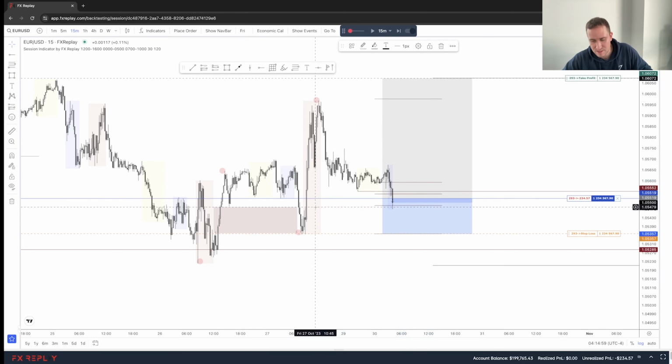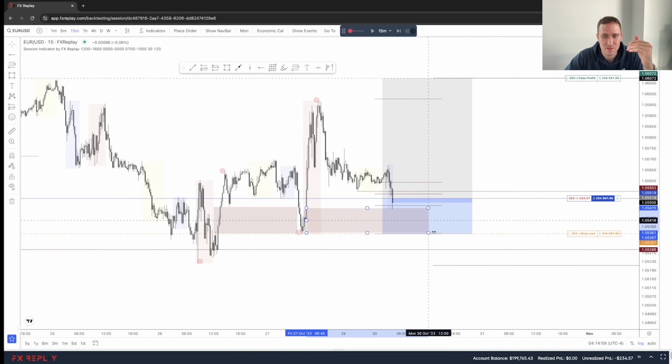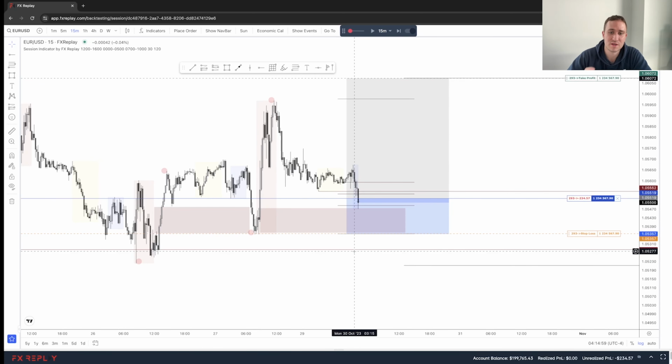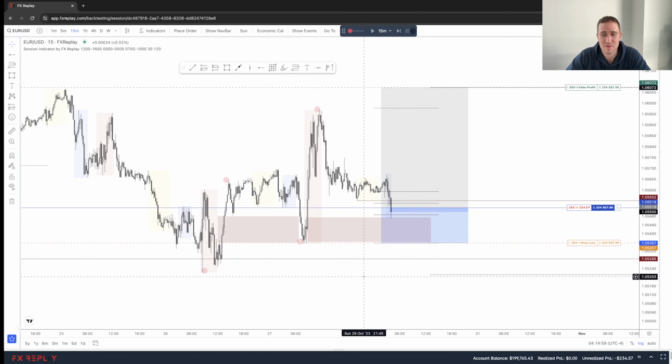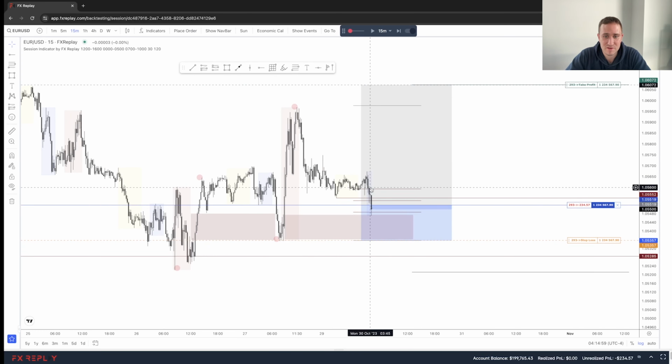So this is an instance where you could have just had your entry on this demand zone if you wanted to. Now, the reason I like to use the fair value gaps, the imbalances, is because the market isn't going to come down lower all the time or higher to that extreme. Sometimes it's going to fill the imbalance before our point of interest and rip the other direction. So this is the area of interest right now that we can see we have been tagged into.